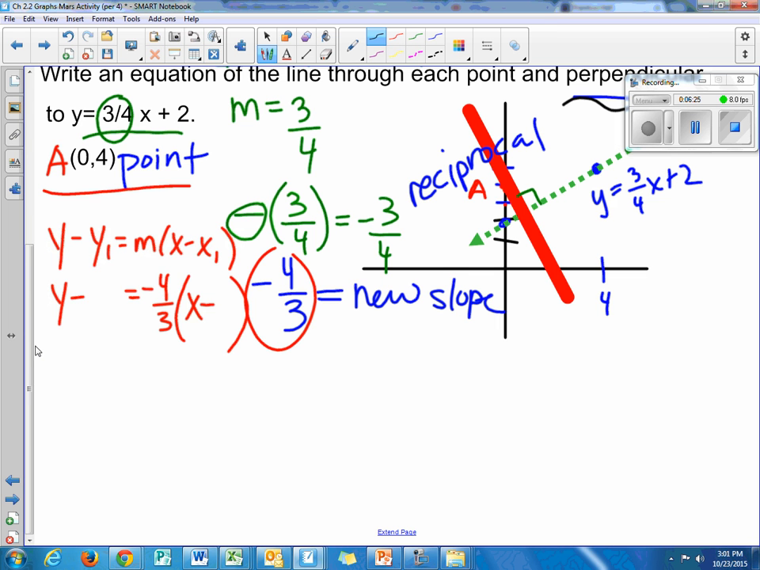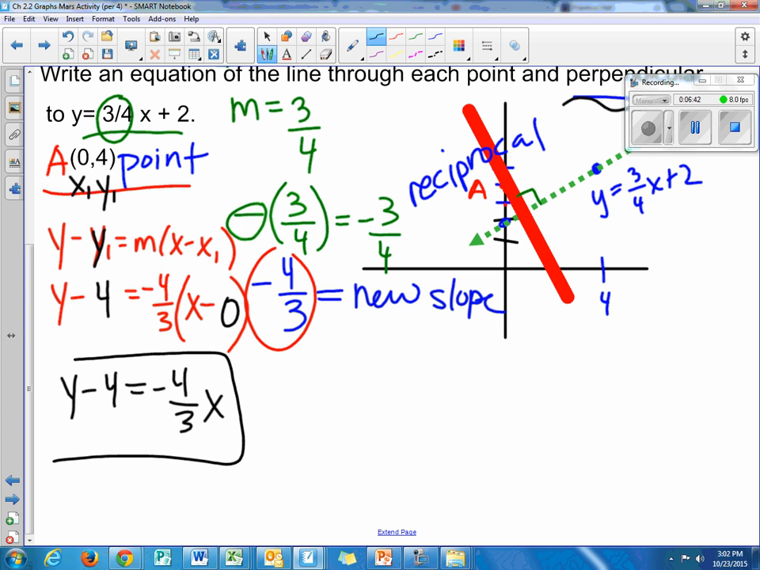Now, what do we have? X1, Y1. So Y1 is going to be 4. And this here goes 0. That's it. So let's clean it up. We have y minus 4 equals negative 4 over 3 x. And then if you want to add 4 to both sides, you can, if not, that's all it asks for, any equation. Any equation in any form, because it's not specific. And that's it.